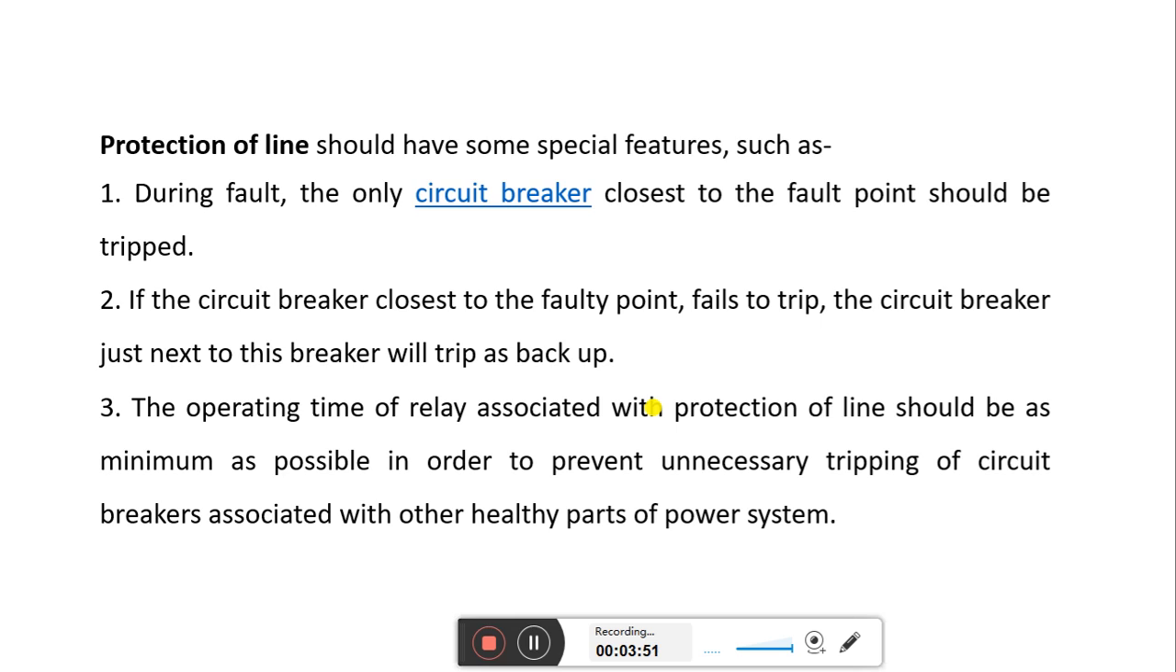As we have studied in primary and backup protection, there is a primary protection and then there is a secondary or backup protection. If there is any fault, first the primary protection will come into action, and if by any means the primary protection fails, then the secondary protection will come into the picture and immediately protect the system. The third point is that the operating time of the relay associated with protection of the line should be as minimum as possible, in order to prevent unnecessary tripping of circuit breakers associated with other healthy parts of the system. So we should have a minimum operating time for a protection system or any switchgear device, so that during any fault condition the protection system operates with a minimum time delay.